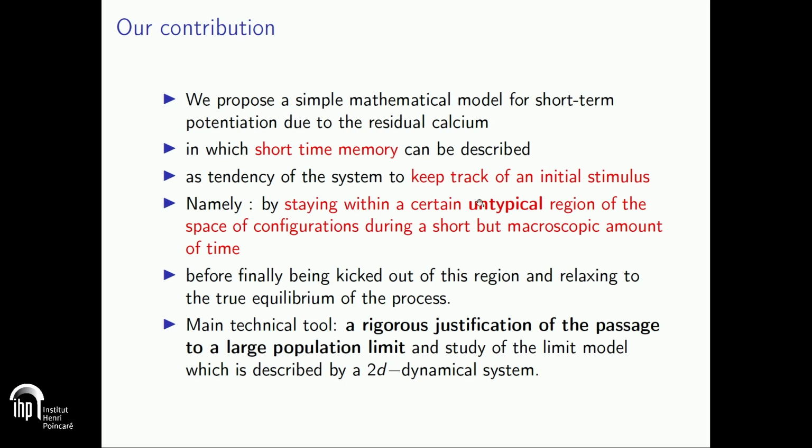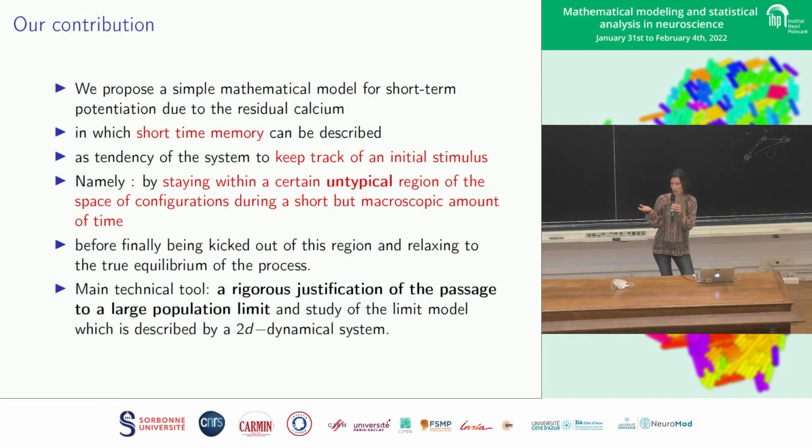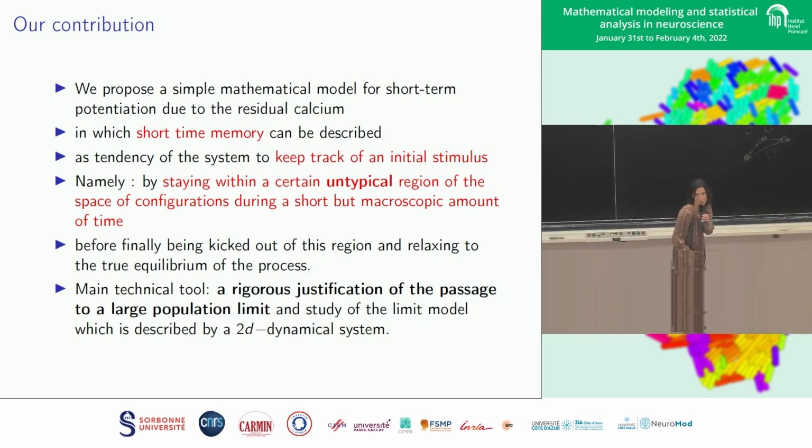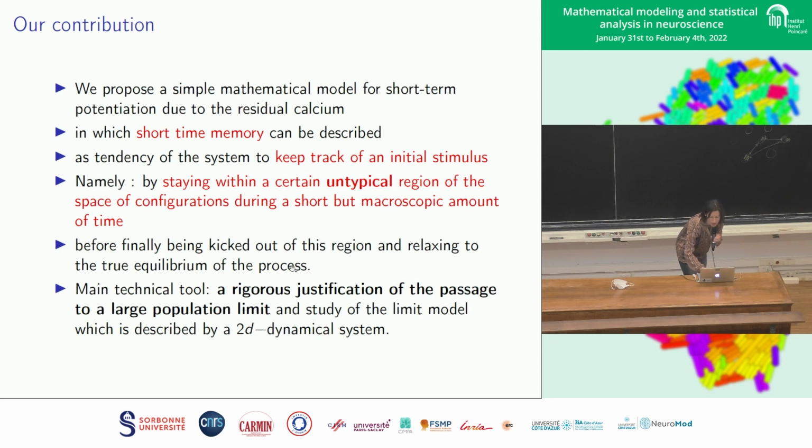This keeping track will be, in mathematical terms, the fact that the system stays in the vicinity of a certain atypical region of the state space, which corresponds to an attracting fixed point of some limit system. And because the system is finite, it will finally be kicked out of this region and will relax to its true stable state, which is not the same as what we will call a metastable state.